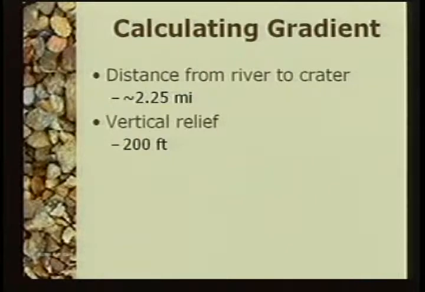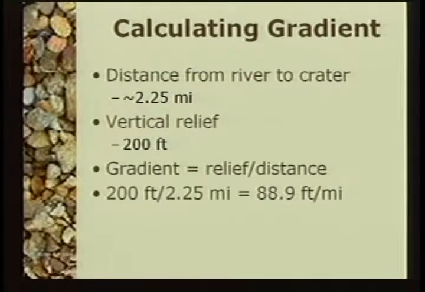Now we have the distance from the river to the crater as 2.25 miles and the vertical relief at 200 feet. So, what's the gradient? The gradient, again, is the relief over the distance. So if we divide 200 feet by 2.25 miles, we come up with 88.9 feet per mile.